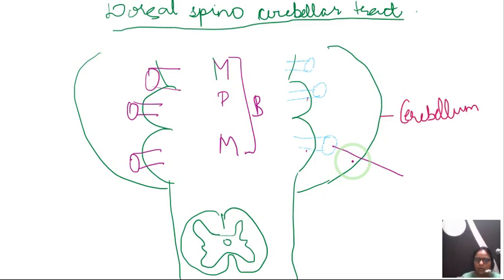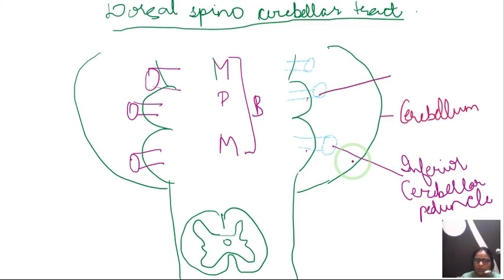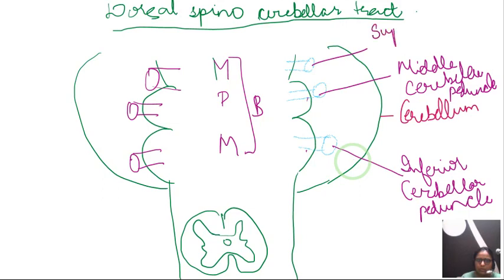It is situated inferiorly, connecting the medulla with the cerebellum. It is called inferior because it is situated inferiorly, connecting to the cerebellum. So inferior cerebellar peduncle. Is there anything to remember? No. In the same way, there is the middle cerebellar peduncle. Likewise, we have the superior cerebellar peduncle. So the white matter bundles connecting your brainstem to your cerebellum are called the superior cerebellar peduncle, middle cerebellar peduncle, and inferior cerebellar peduncle.